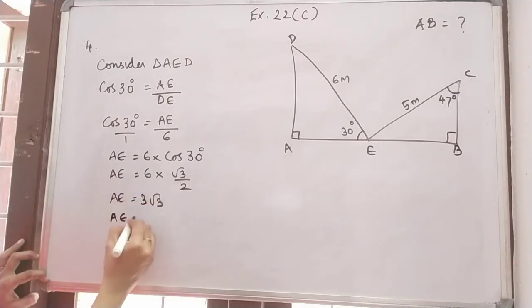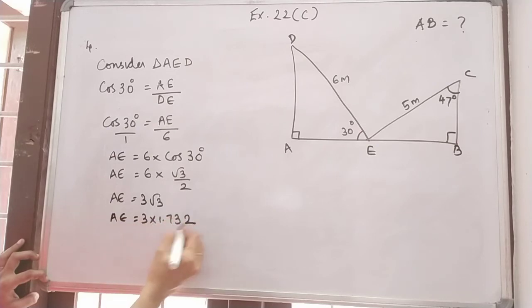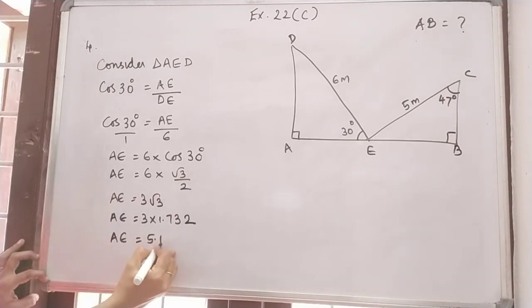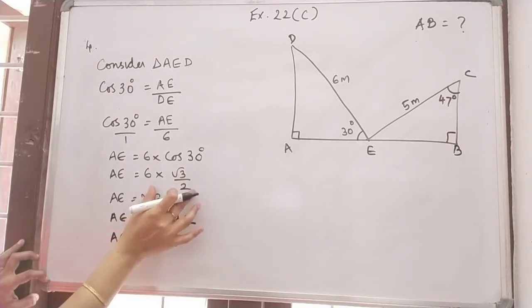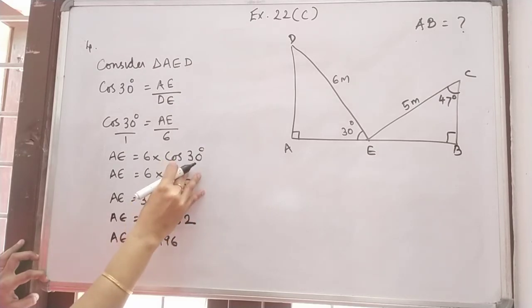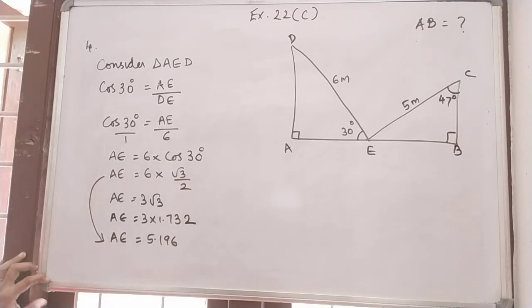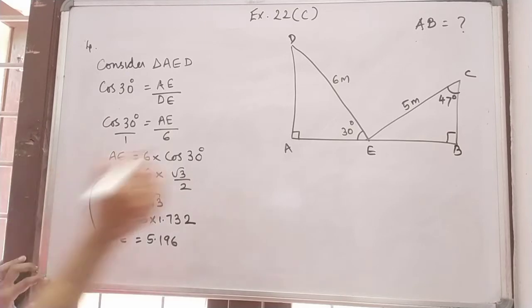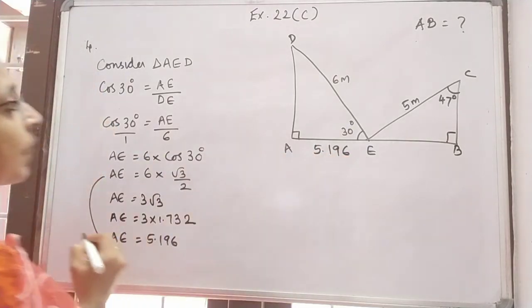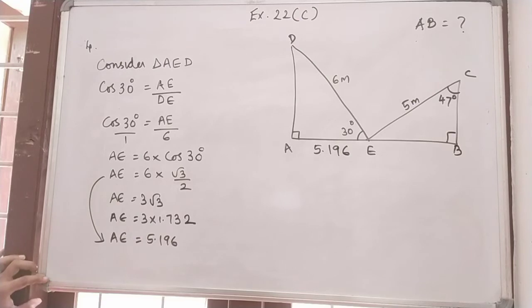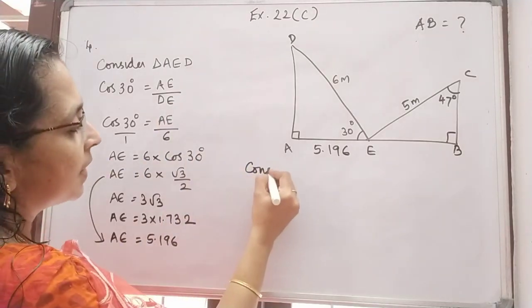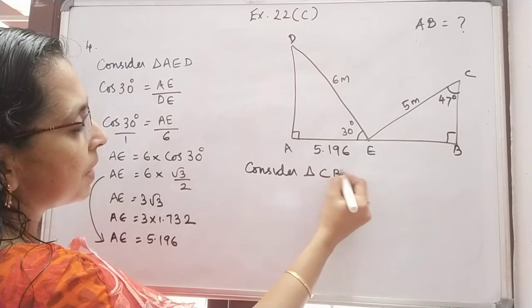Cancel. So AE is equal to 3 into 1.732, which is 5.196. Instead of substituting this, if you directly substitute the cos 30 value, 6 into that value, you will also get 5.196. So do whichever is convenient. Okay. So AE is equal to 5.196 we got. The next, we consider triangle CBE in the same way.